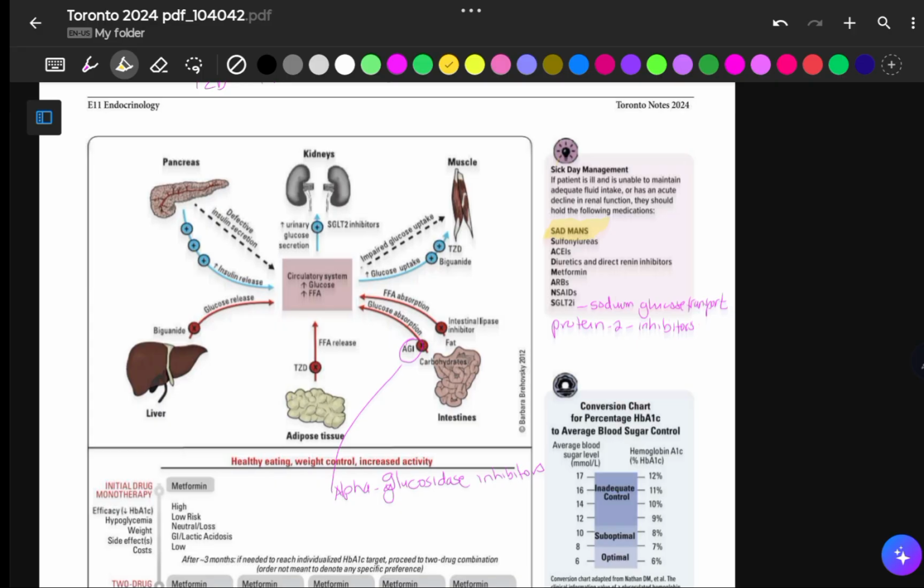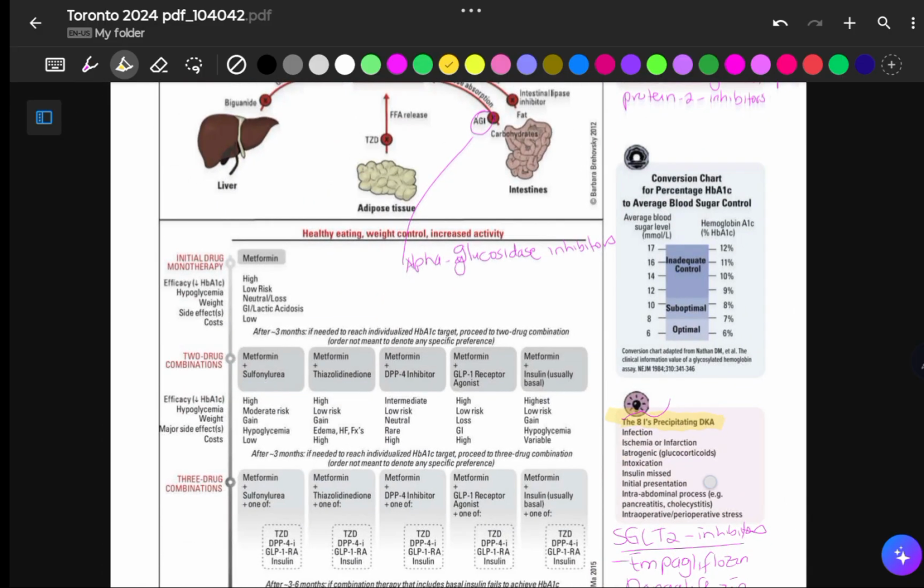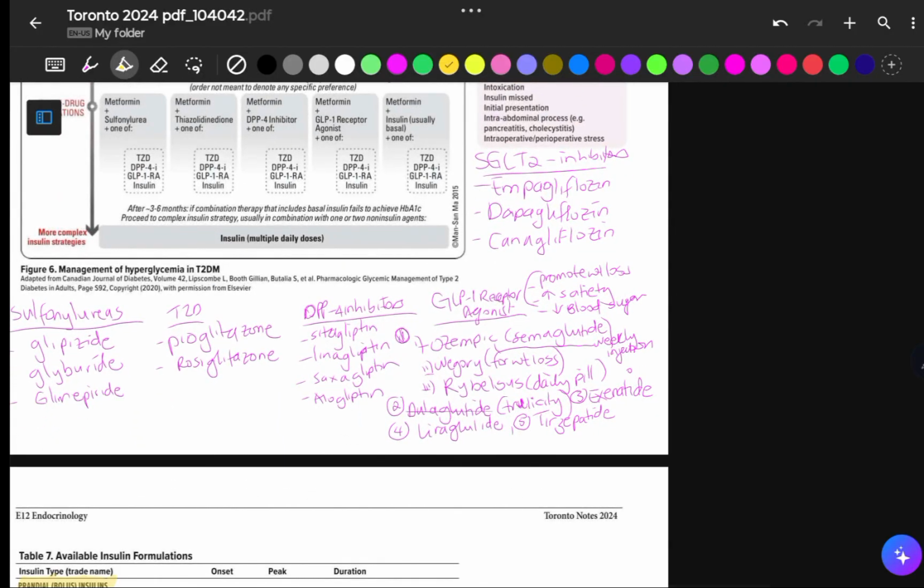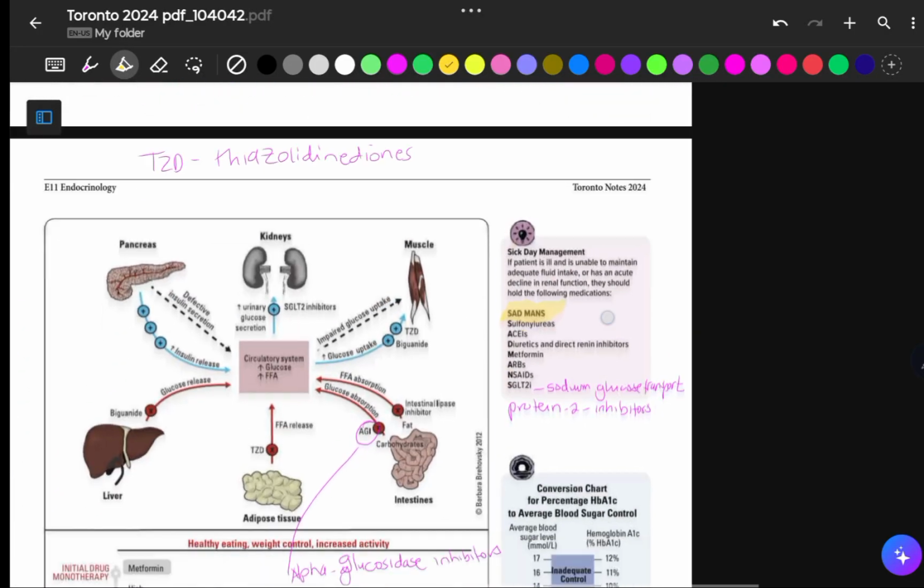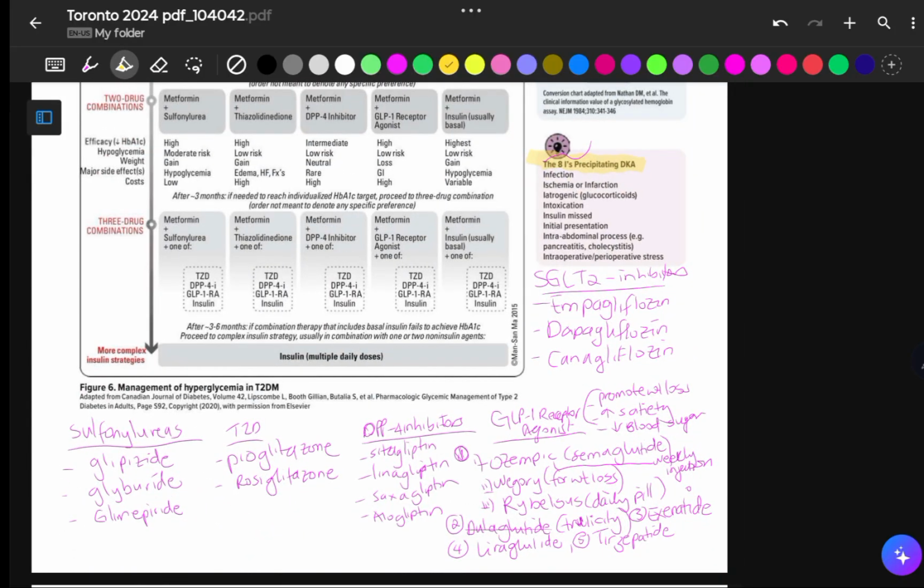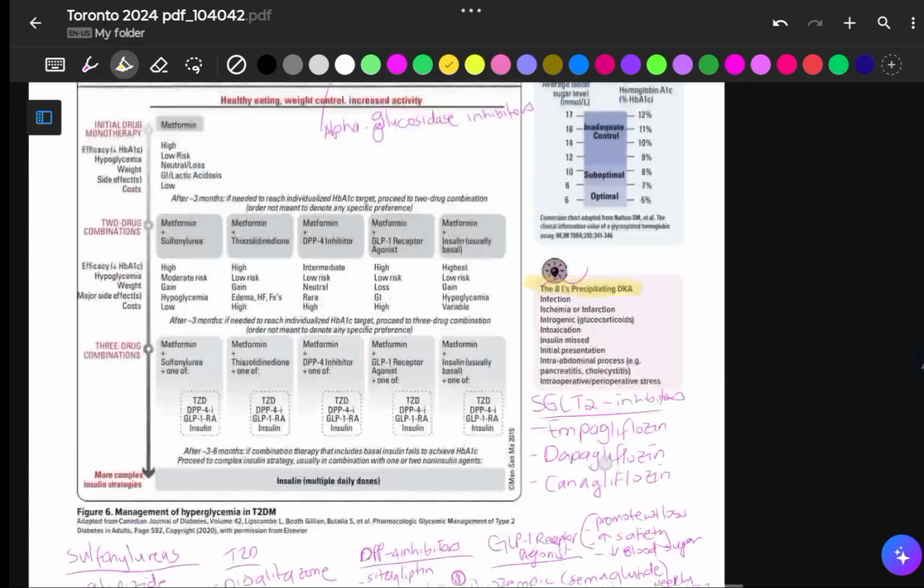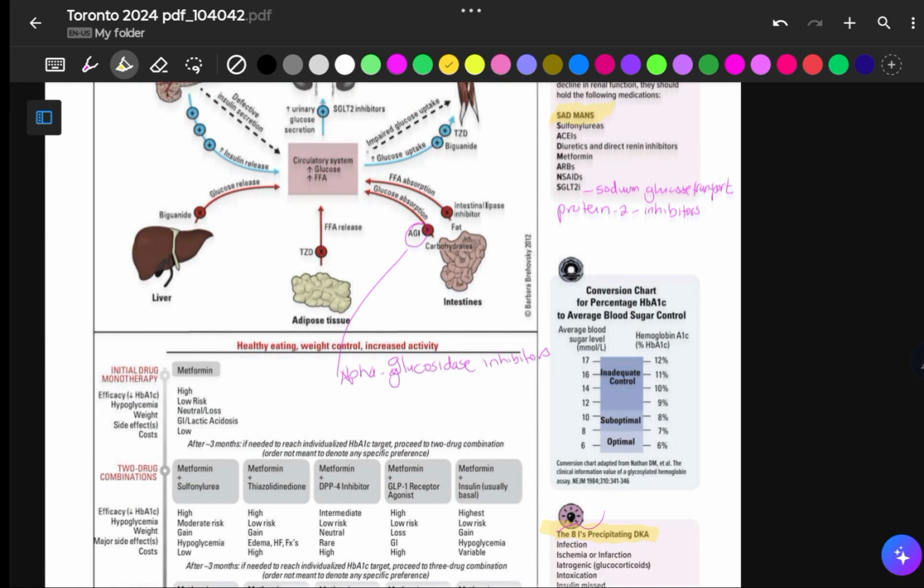All right. So what are examples of your alpha glucosidase inhibitors? Oops, I did not write that down. But you can Google that and find out what are the examples of your alpha glucosidase inhibitors.